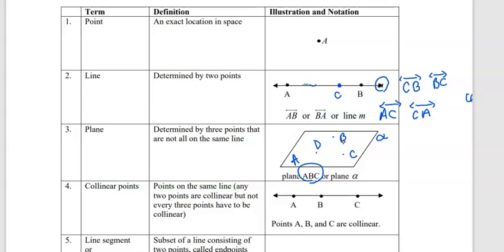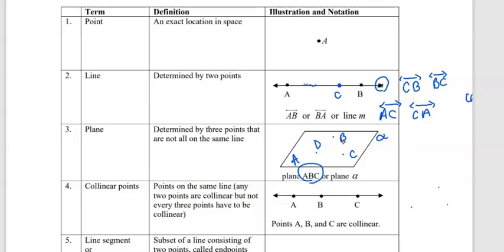Collinear points are points that are on the same line. Any 2 points are collinear, but not every 3 points have to be collinear. So right here, all 3 of these points are collinear. And what's meant by this part in parentheses, if I had a point here and a point here and a point here, between any 2 points, I can always draw one line, but if there's a third point, that doesn't mean that any 3 points have to be collinear. Any 2 points are always collinear.